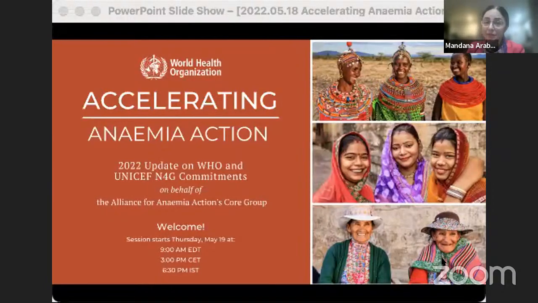The key objectives from today's event are, first, to update you on the progress towards some of the key Nutrition for Growth commitments on anemia that have previously been made. We also want to discuss the importance of a multi-sectoral approach to addressing anemia as a global health problem. And we want to encourage participants to express interest in joining the Alliance for Anemia Actions and one of its work streams.